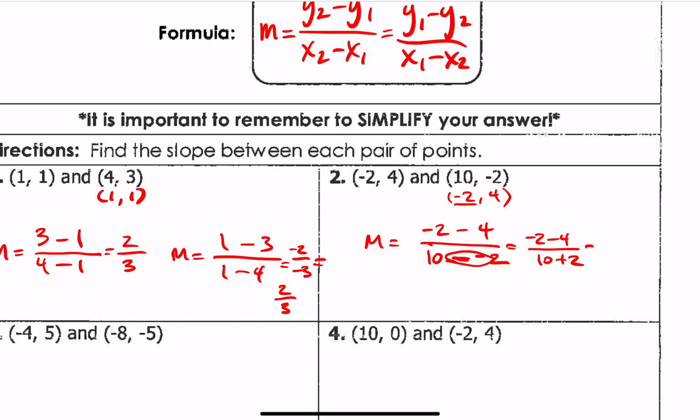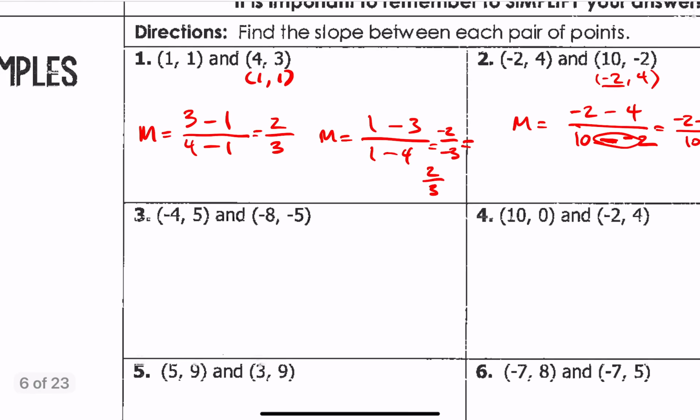So then I'm going to subtract the top. -2 minus 4 is -6. 10 plus 2 is 12. I need to simplify this fraction. -6 over 12 simplifies to be -1 over 2. So the slope for this one is -1 over 2. Next up, number 3.